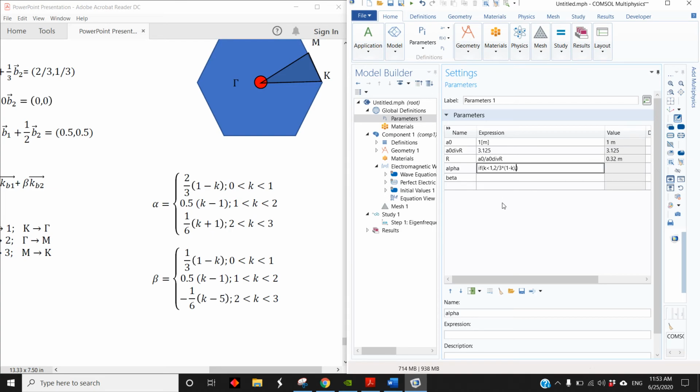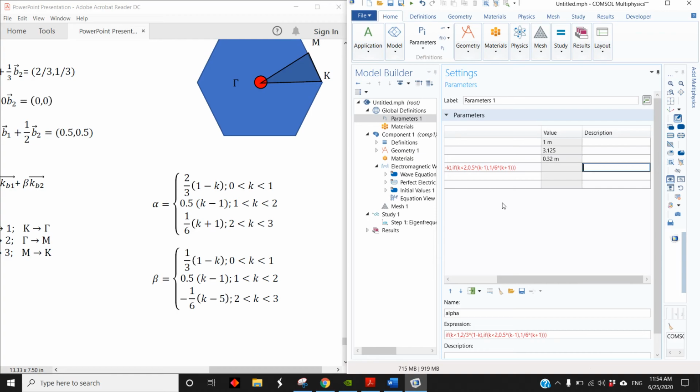Otherwise, if k is less than 2, I should have this relation 0.5 multiplied by k minus 1. Otherwise, it should be this last definition, k plus 1. I will get an error here, and this line will be red because I still didn't define small k, but I will do this after I define beta.